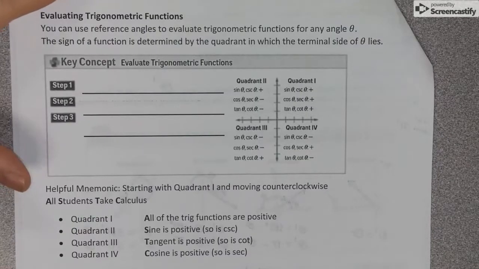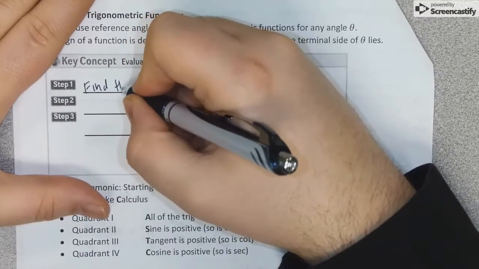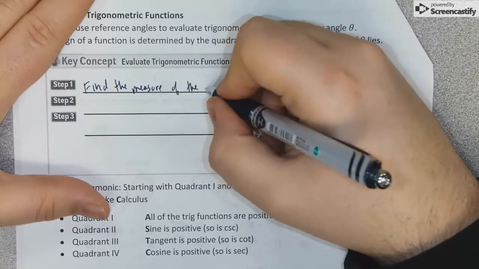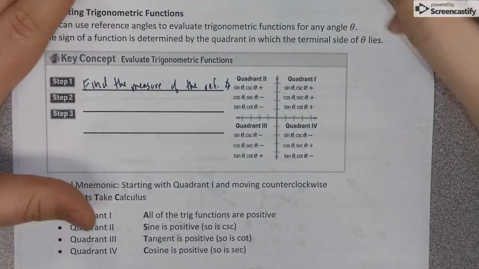We're evaluating trigonometric functions. So what we can do is use the reference angles that we just learned how to find to evaluate trig functions for any angle theta. The sign of a function is determined by the quadrant in which the terminal side of theta lies. So there's really 3 steps to do this. The first step is to find the measure of the reference angle.